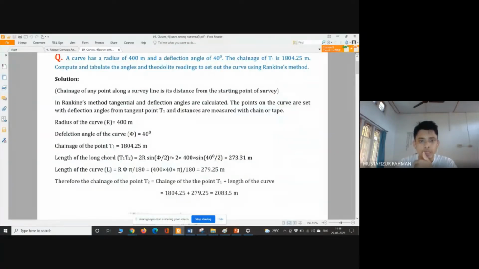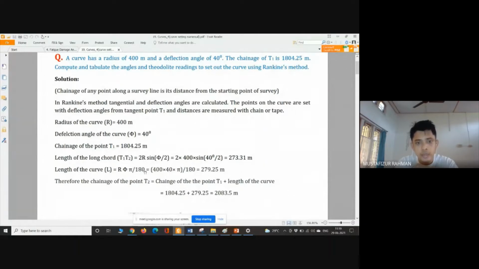So if we go back here, so here we have formula length of the long chord T1 T2 equals twice r sine of phi by 2. What is phi? Phi is the deflection angle. Okay, at some places it may be written as delta. It does not matter. So twice r sine phi by 2, that will give us the length of the long chord. This is a straight line.